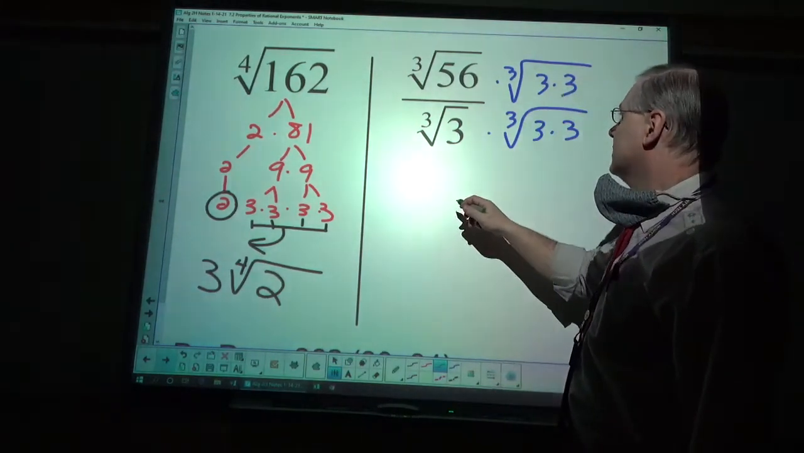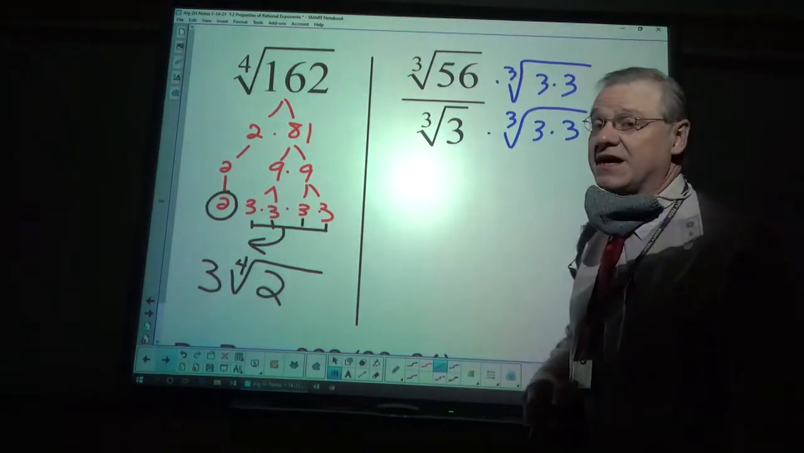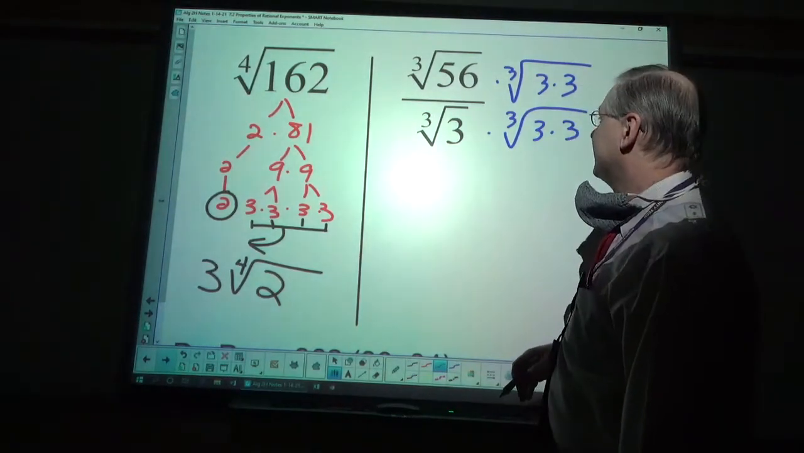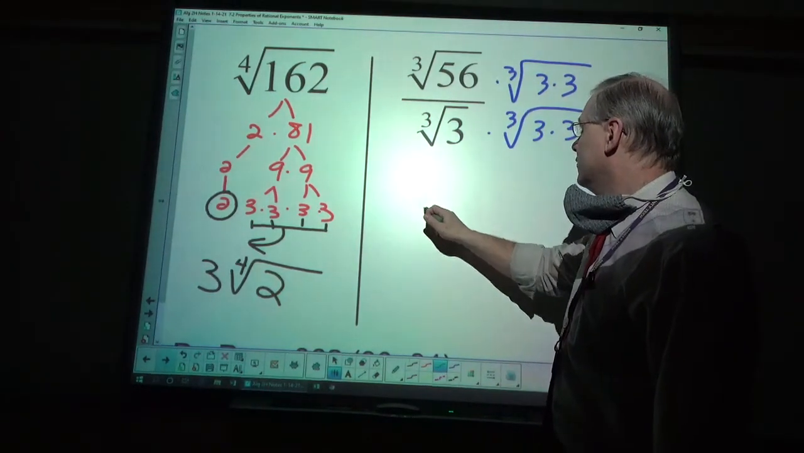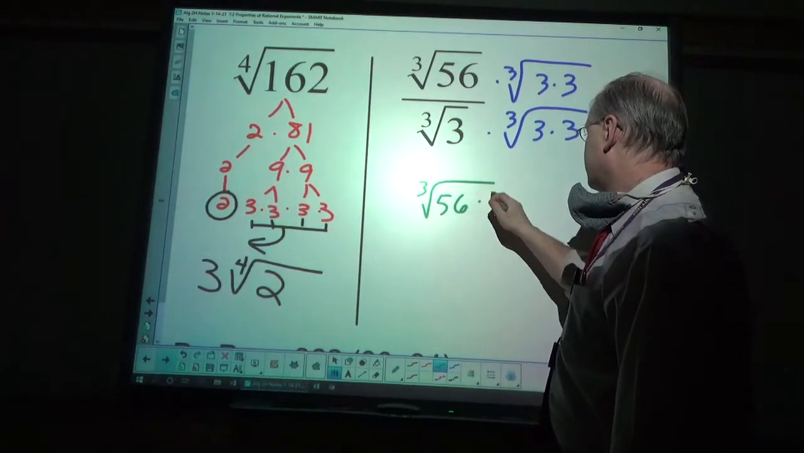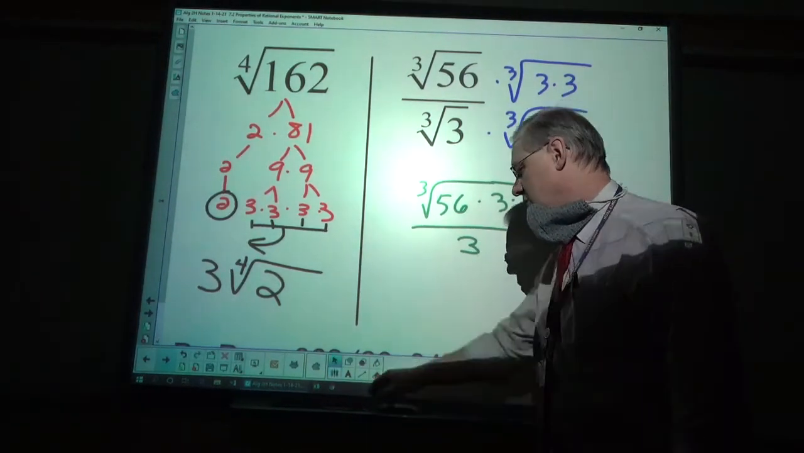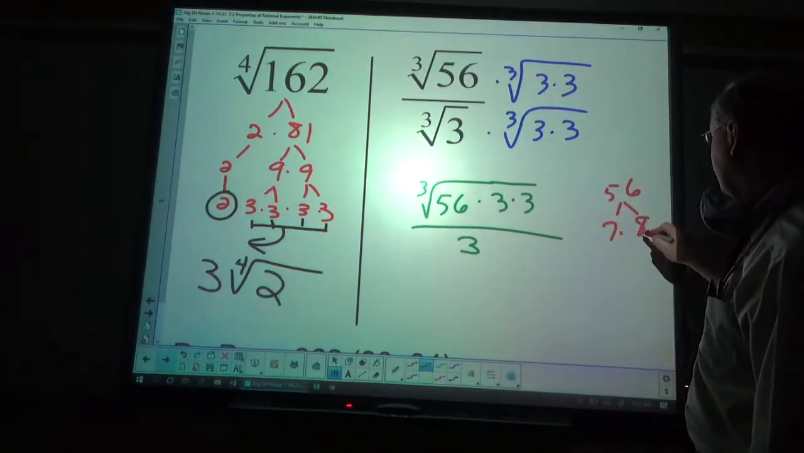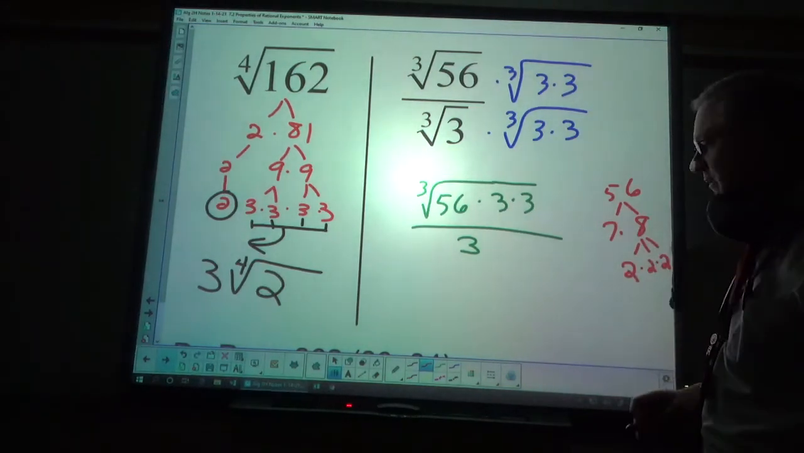So I end up, now I should have done this first. You should simplify if you can on the top before you even start. Unfortunately, I already have rushed ahead and done it. So let's see. Cube root 56 times 3 on top over the number 3 on bottom. Well, that's great, but it turns out 56 is 7 times 8, and we know 8 is 2 times 2 times 2. So that's a group of 3 2's.